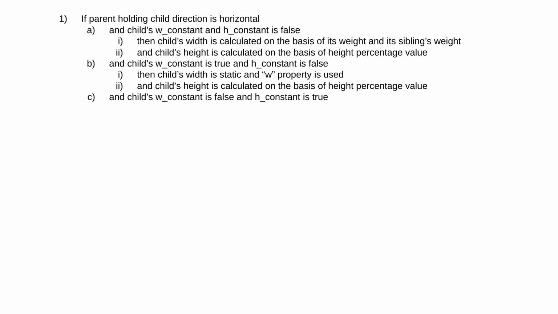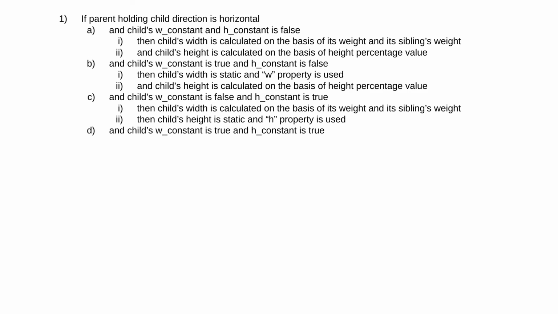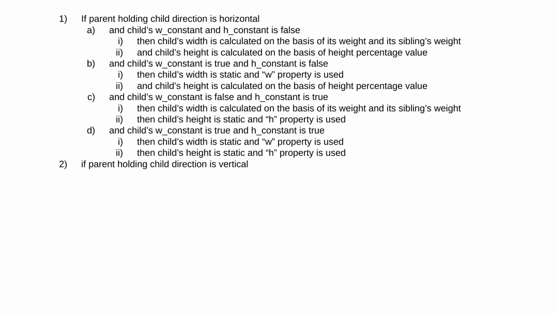Now if the child's W constant is false and H constant is true, then the child's width is calculated on the basis of its weight and its siblings' weight, while the height is constant and the H property is used. Lastly, if both W constant and H constant are true, then both height and width are static and the W and H properties are used. Now for the second rule, if the parent is holding the child in vertical direction, then the role of width and height changes.